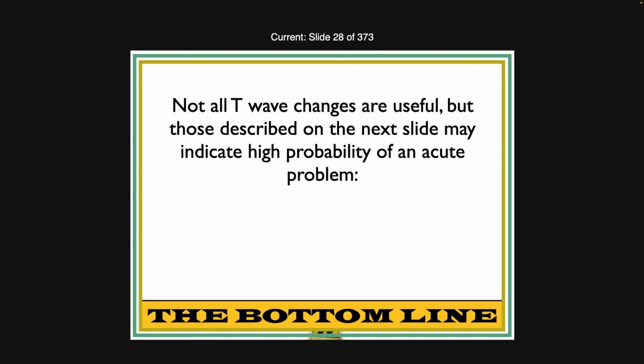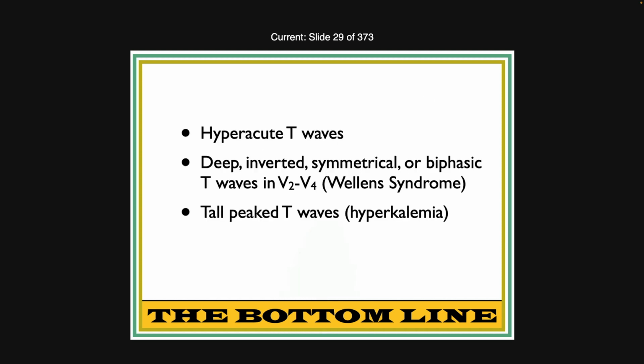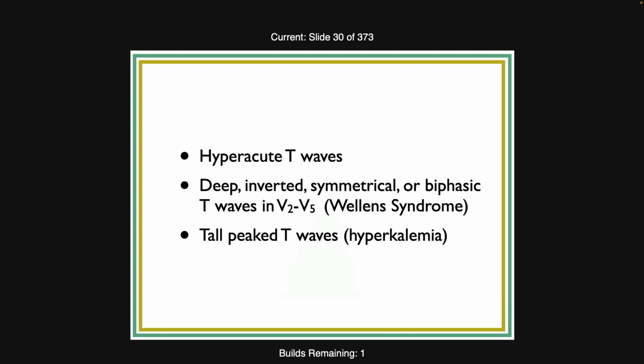So, bottom line, not all T wave changes are useful, but there are several that are worth memorizing, okay? The first one we've talked about, but we're going to expand on it today, and that's hyperacute T waves. The next is the one case where I say you really should pay attention to inverted T's, and that's a very specific thing called Wellens syndrome that we're going to look at. And then we're just going to dip into hyperkalemia T waves a little bit. Okay? So, we're going to start with hyperacute T waves.